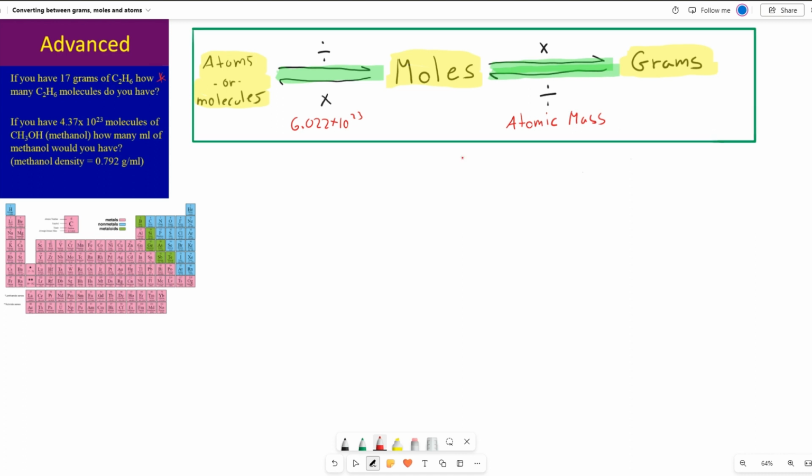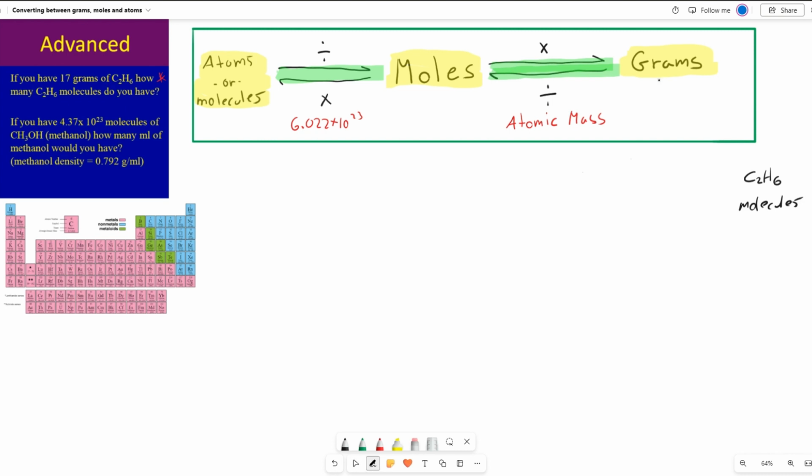The first one says, if you have 17 grams of C2H6, how many C2H6 molecules do you have? So we're going to start at grams, then go to moles, and then go from moles to molecules. So we can see this is going to be a multi-step problem. So we want to end up with C2H6 molecules.